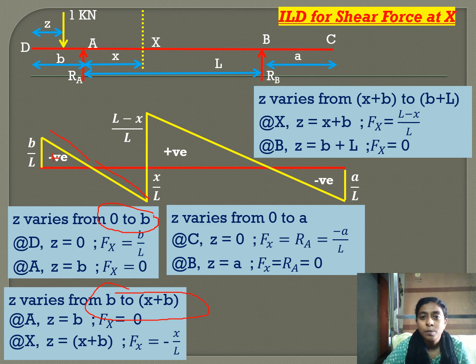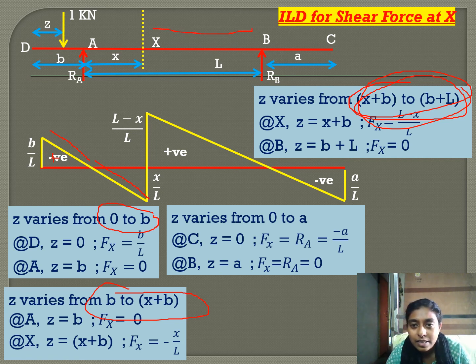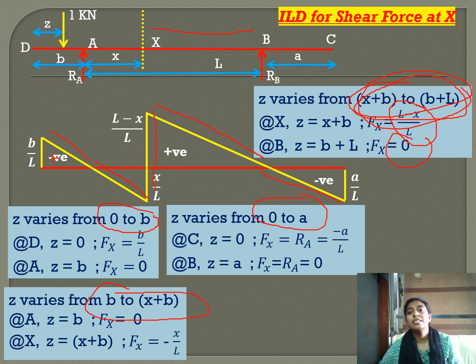Now, third portion, Z varies from X plus B to B plus L, that is from X to B. The variation is from L minus X by L to 0, since at the section there is a rise. Now, for the fourth portion, from 0 to A, it is minus A by L to 0. So this is the influence line diagram for shear force.